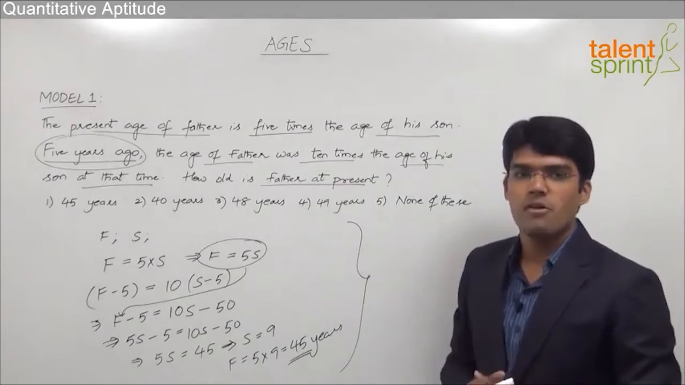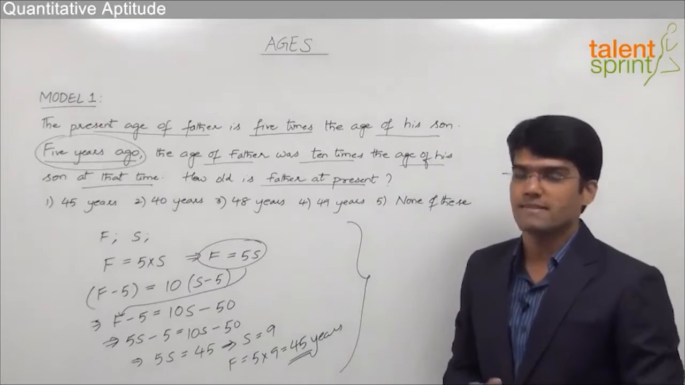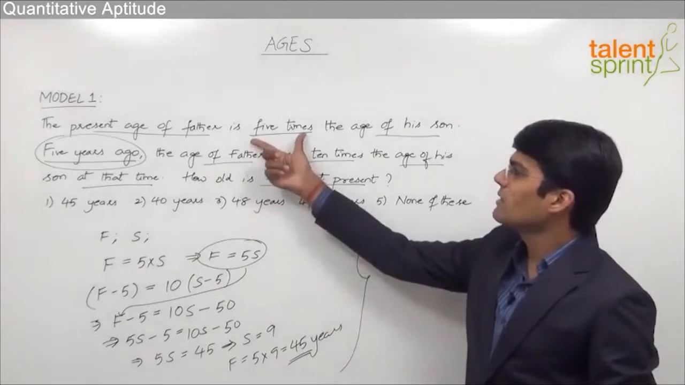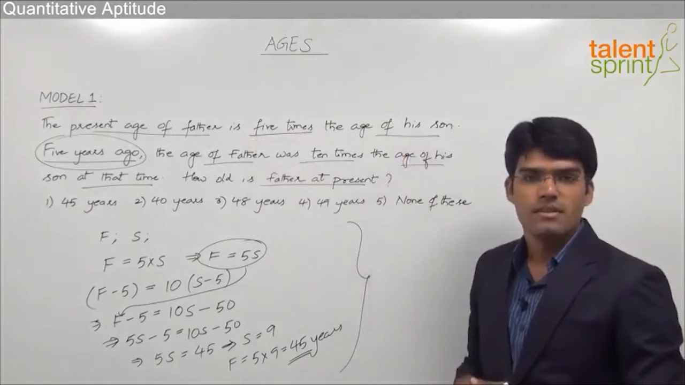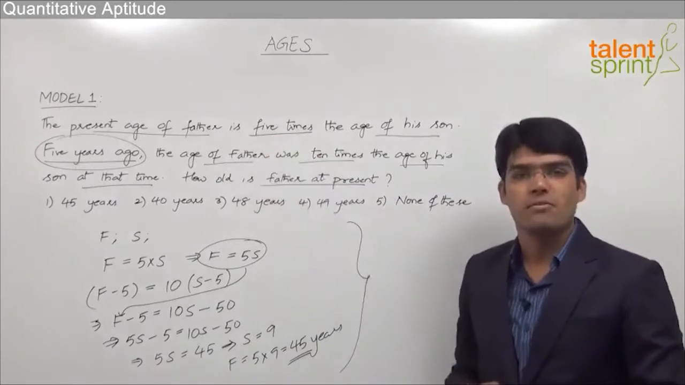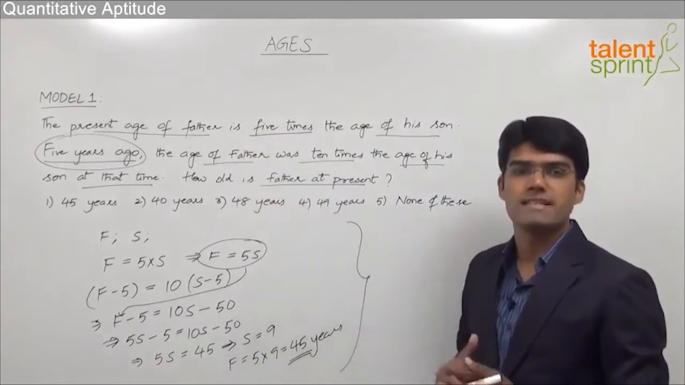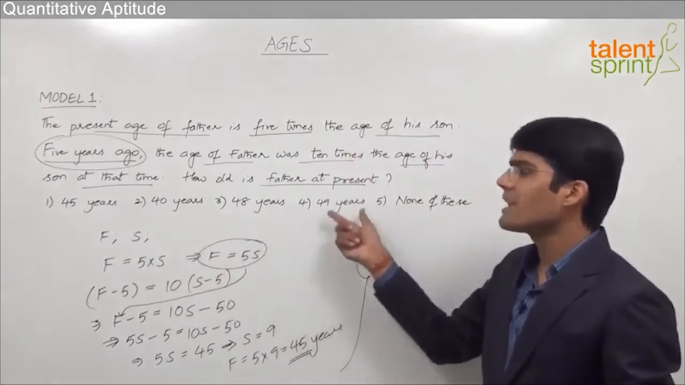So let us now see how to get the answer for this question in a smart way by eliminating the wrong answers. From the first statement, we know that father's age is 5 times the son's age. That means very clearly father's age should be a multiple of 5 as it is 5 into son's age. So let us look at the options and decide which of the given options are multiples of 5.